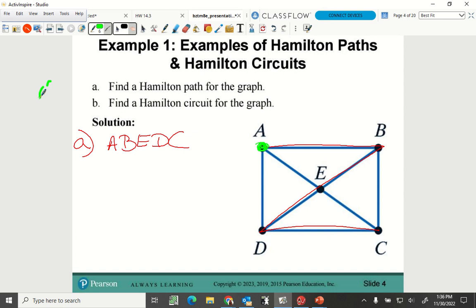Okay, there we go. So we're going to start here, and we're going to do a Hamilton circuit. The circuit's got to be different, because the circuit has to end where? At A, where it started. So I'm starting at A, I'm going to have to end at A. So I can't use the same pathway that I did. I'm going to have to take a different route.